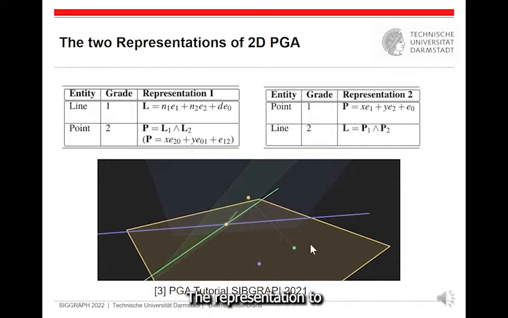The representation 2 starts with a point as a vector, with a point represented by its coordinates x and y, simply represented in 2D PGA as x times E1 plus y times E2 plus E0, and the line in this representation can be expressed as the outer product of 2 points.